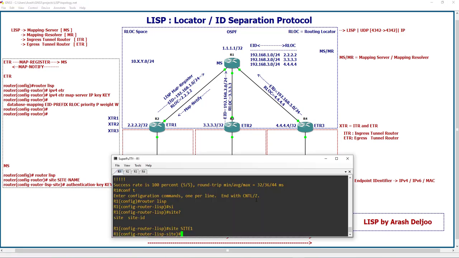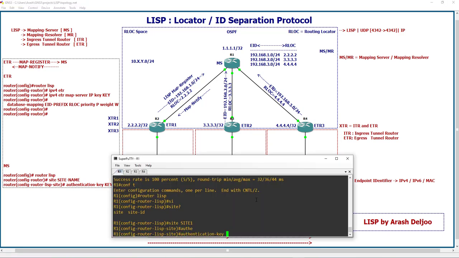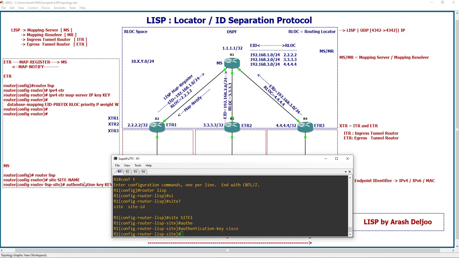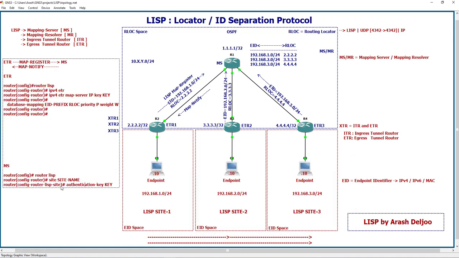Here, the authentication key in site 1 is Cisco. This is the first command. After that, we need to mention which EID prefix is expected to be received from this site. For example, in the router config, router LISP site, I'm going to configure this command: EID prefix. I expect to receive this EID prefix from this site.